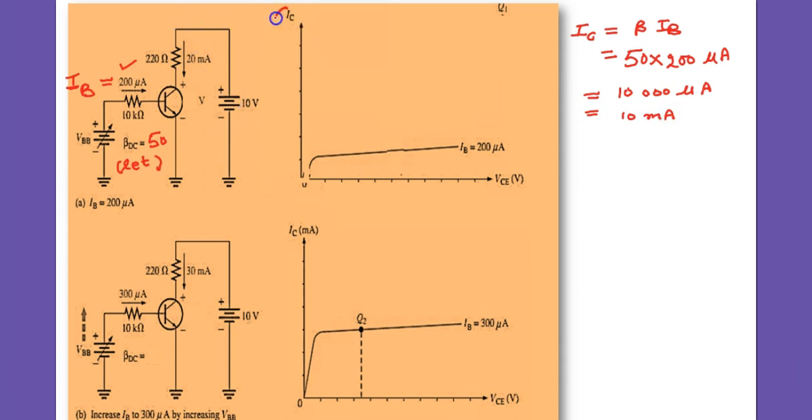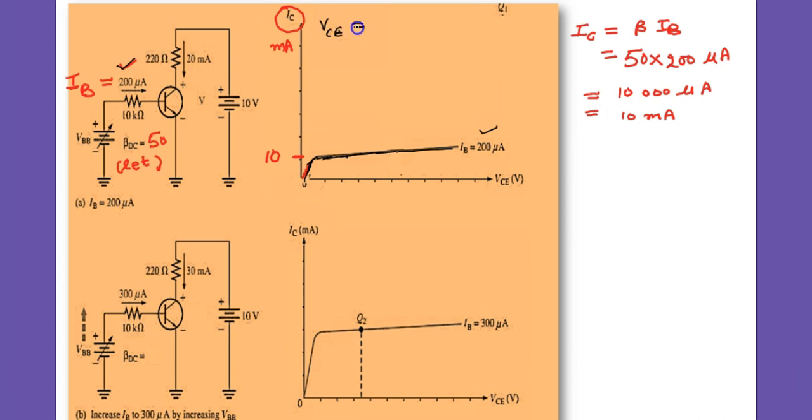So the collector current is along the y-axis, and it is 10 milliampere. And the base current is 200 microampere, which is fixed. And along the x-axis in the graph it is the collector emitter voltage.